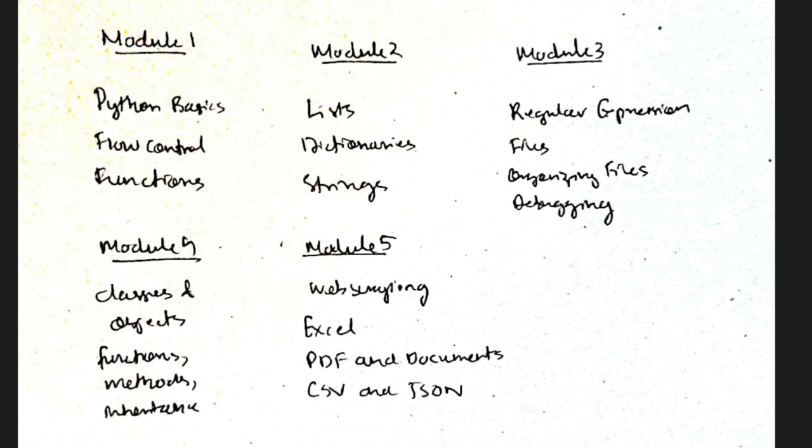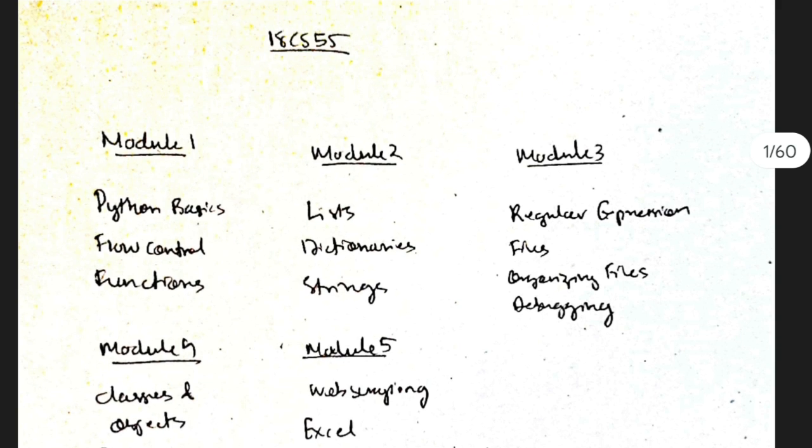In module 1, as you can see, there are 3 topics: Python basics, flow control, and functions. Python basics are just the data types and all, flow control is the if else condition parts and all, and functions is how to define a function. That is about module 1. So let's get started with module 1.